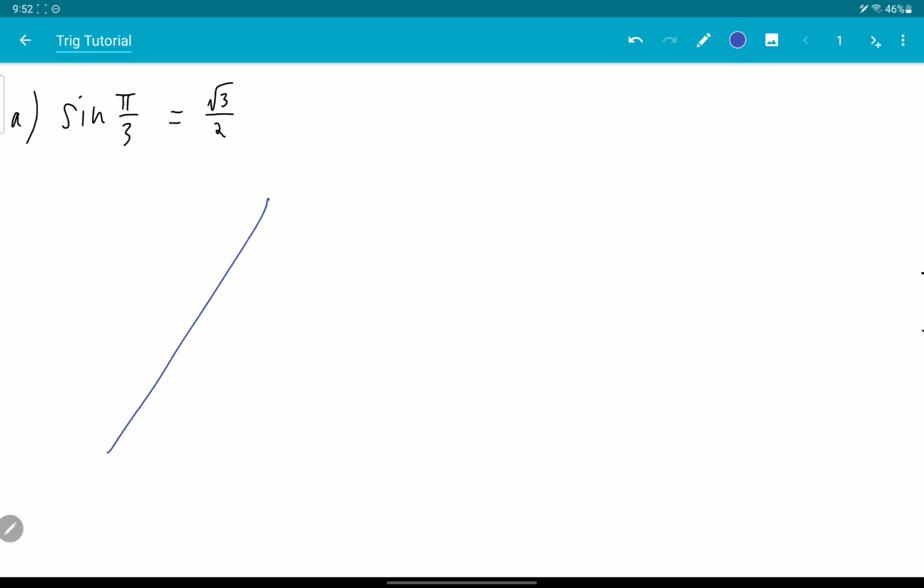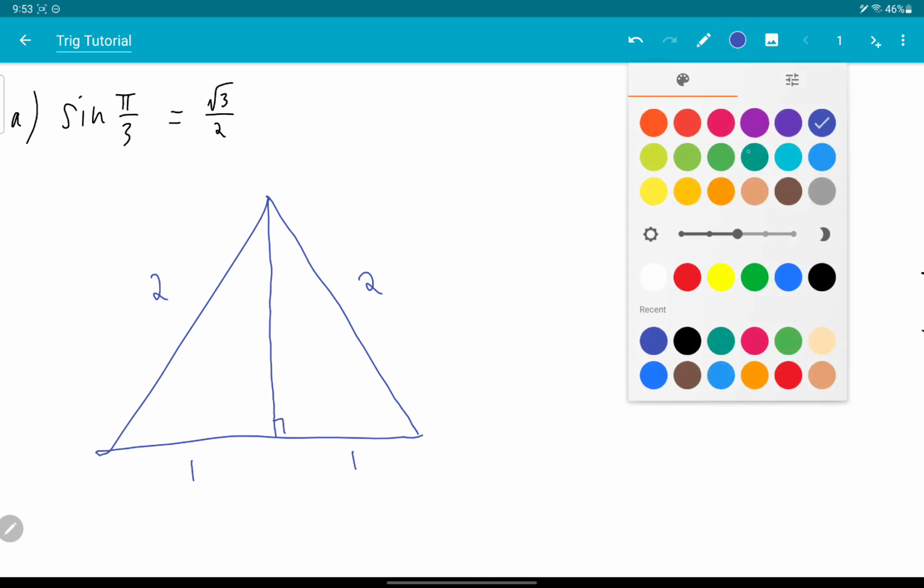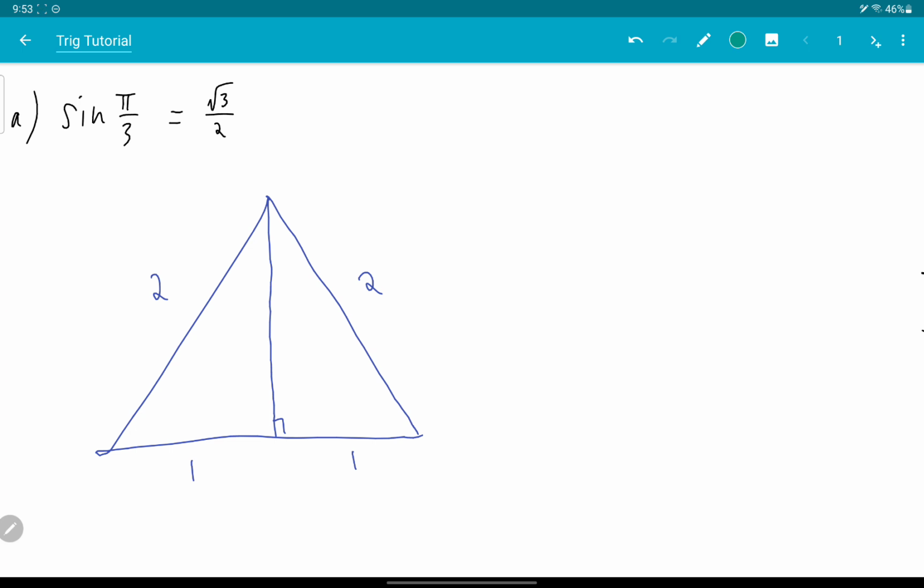I start with 2, 2, 2. Then I erase this 2, drop a perpendicular, and get 1, 1. That's a right angle. Now if I do Pythagoras, I will get root 3 right here, found via Pythagoras.